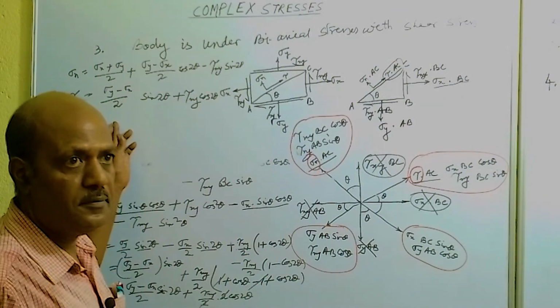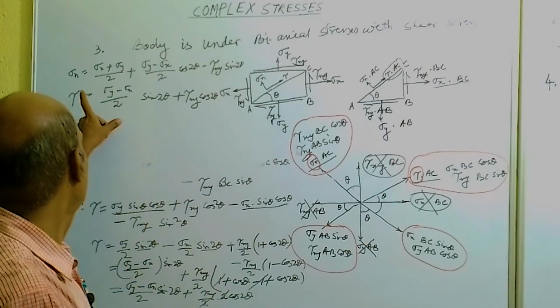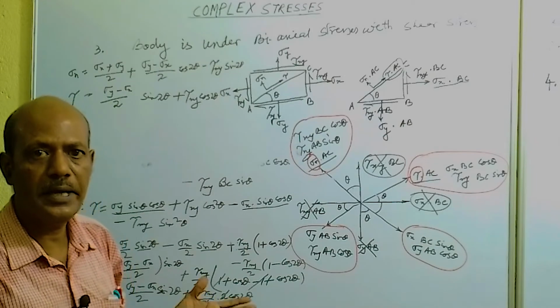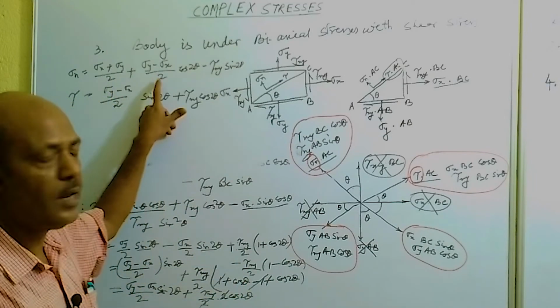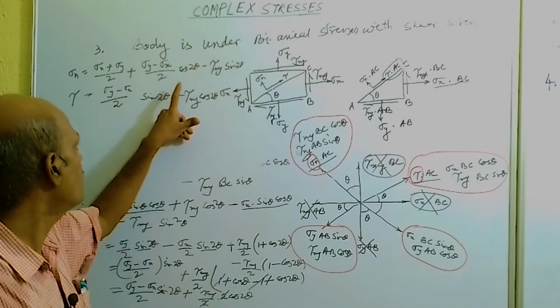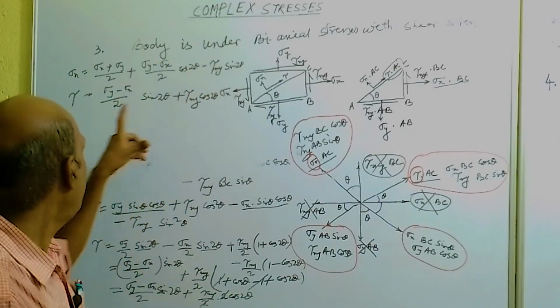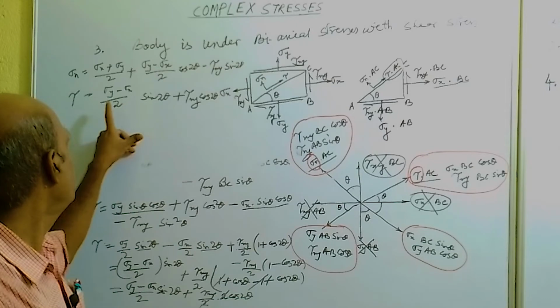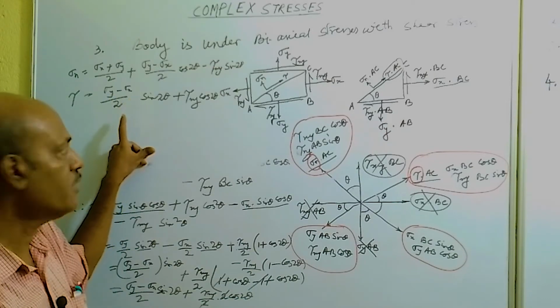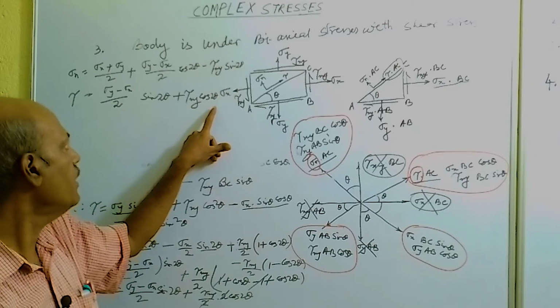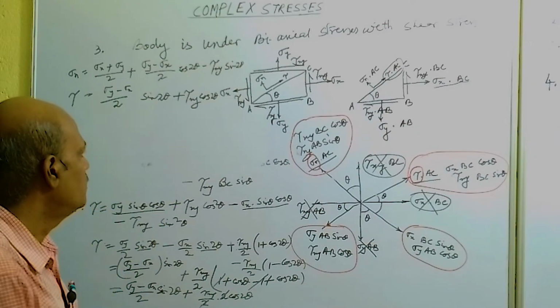So we have seen the stresses on an inclined plane, that is sigma n and tau. Sigma n is given by sigma x plus sigma y by 2 plus sigma y minus sigma x by 2 cos 2 theta minus tau xy sin 2 theta, and tau is given by sigma y minus sigma x by 2 sin 2 theta plus tau xy cos 2 theta.